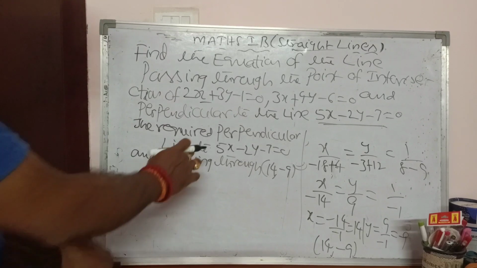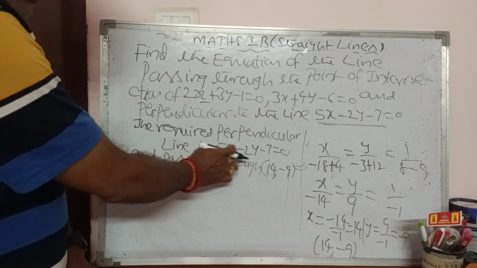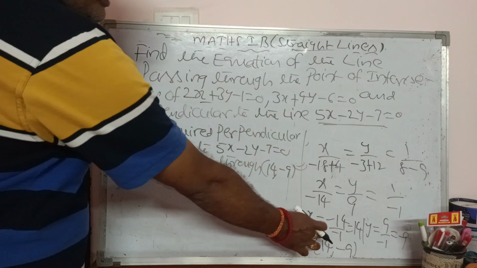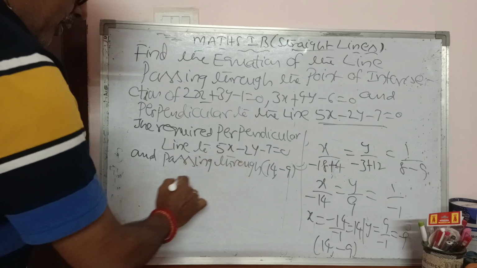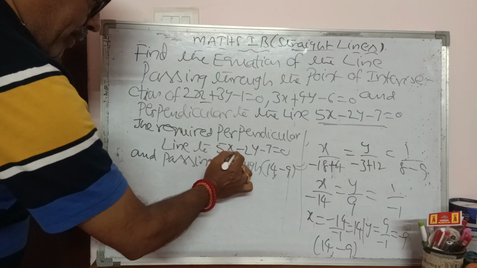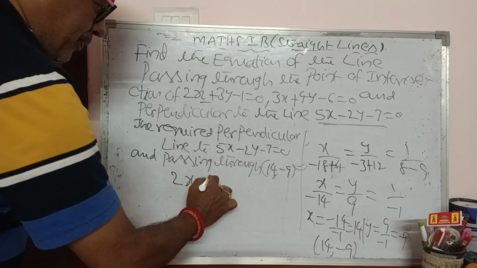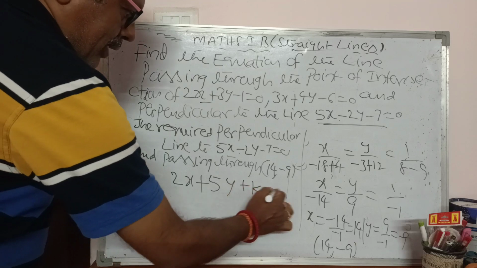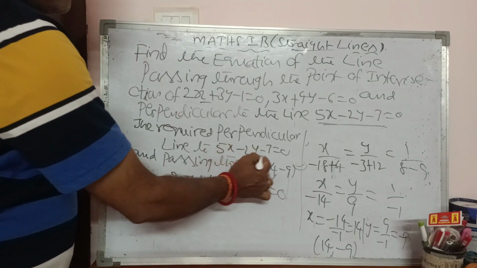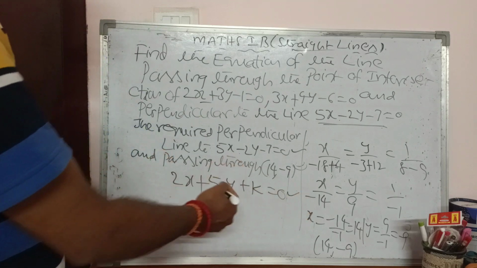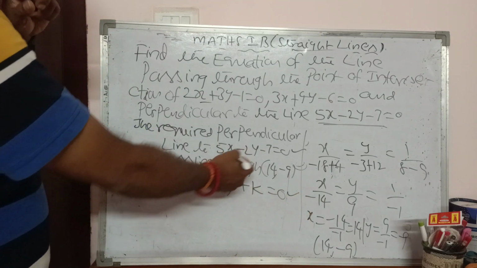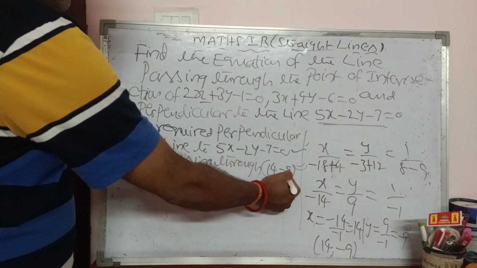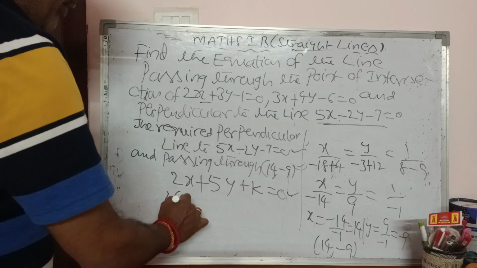The required perpendicular line to 5x minus 2y minus 7 equals 0, passing through the point of intersection of these two lines, is (14, -9). So we are going to write the perpendicular line as 2x plus 5y plus k equals 0, because once two lines are perpendicular the product of the slopes is minus 1. Therefore this perpendicular line can be written as 2x plus 5y plus k equals 0. It is passing through (14, -9) according to the given problem.